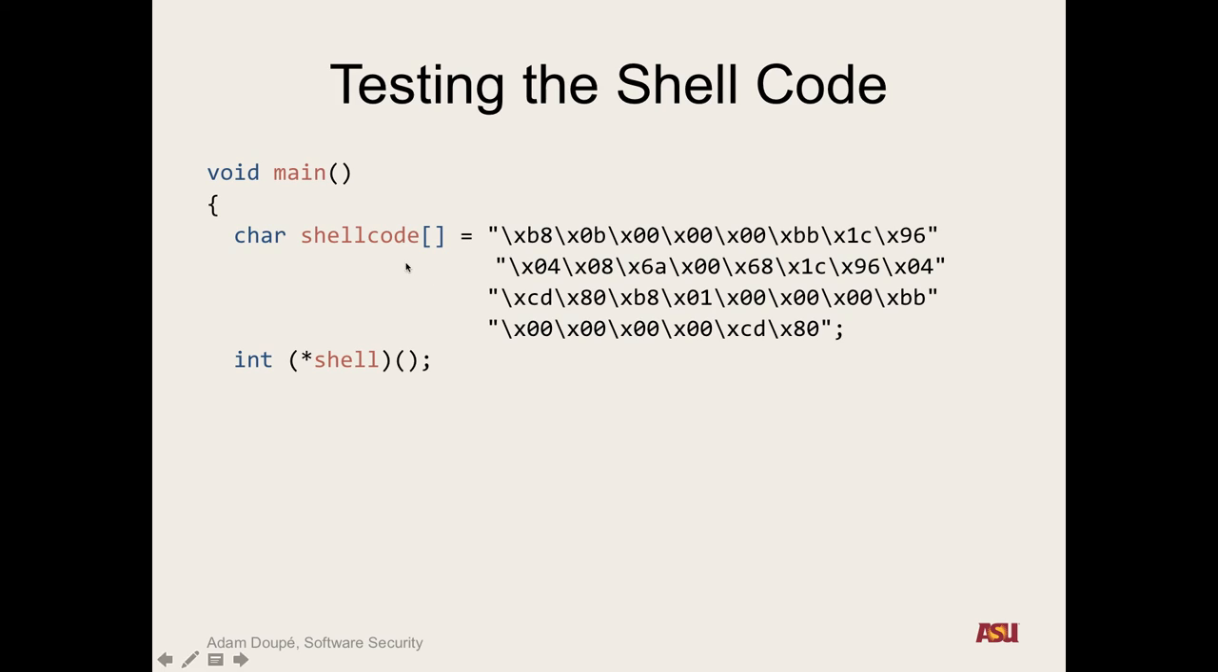And then I'm going to declare, okay, this is the way you declare a function pointer in C. You say, I have some function called shell. Then I'm going to set shell equal to the shellcode. This is going to copy the address of shellcode into shell. And now I'm going to call shell as if it was a program. Under the hood, it's going to copy this into a register, and I think it's going to do a jump to EAX or something like that.